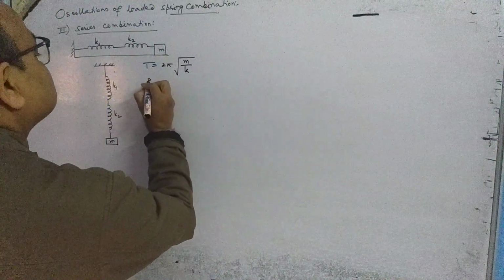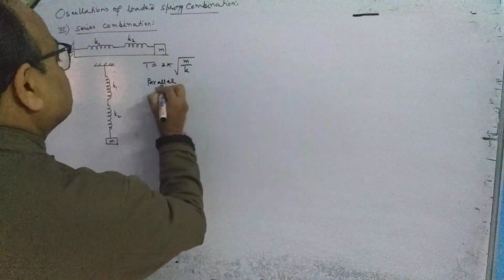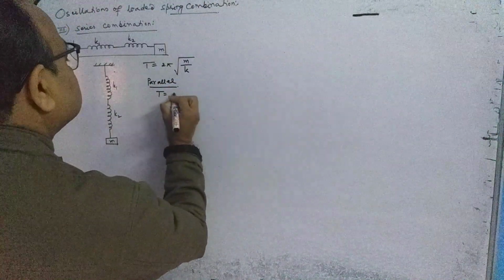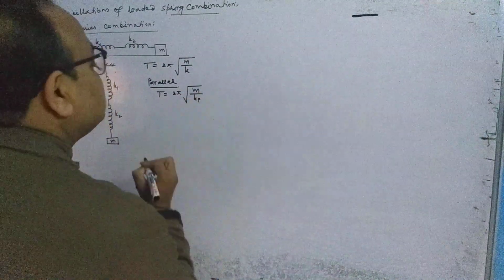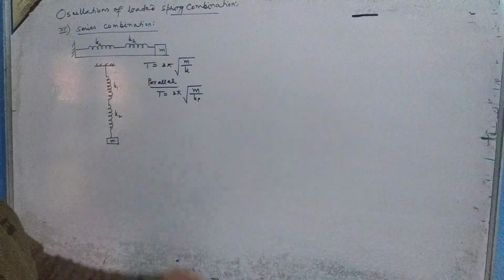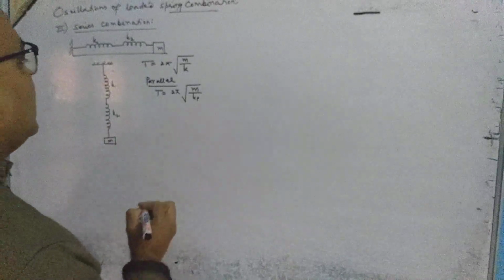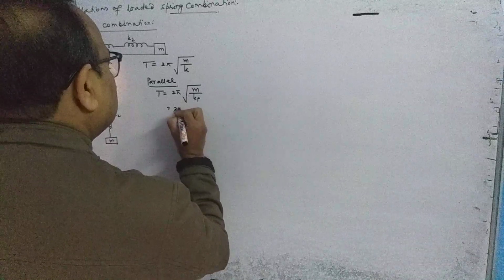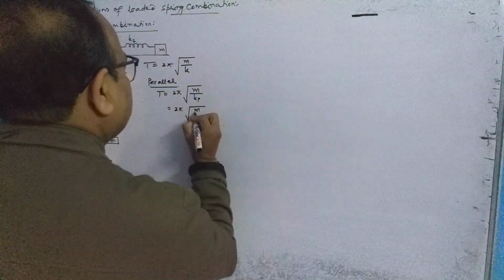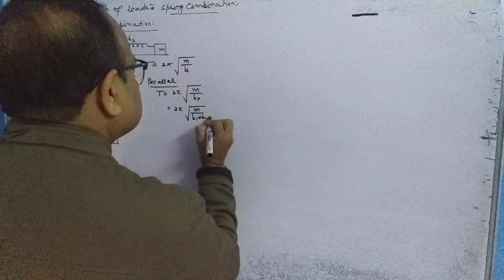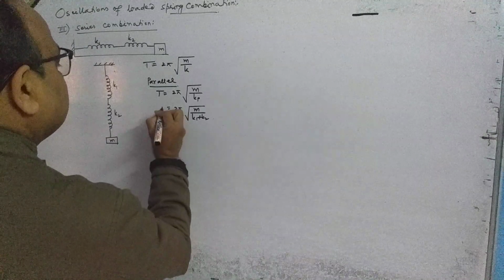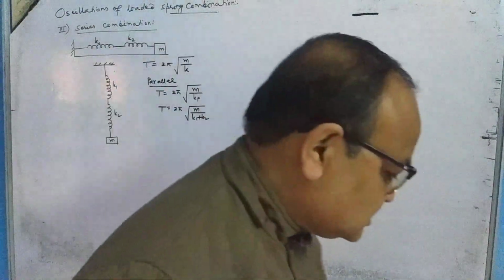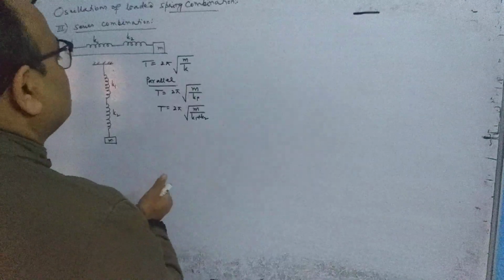When the two springs are in parallel combination, then T is equal to 2π√(m/kp), where kp stands for the total spring constant of the parallel combination, and we have seen that it comes out to be 2π√(m/(k1 + k2)). Already these things have been done in our last class; I just highlight these.